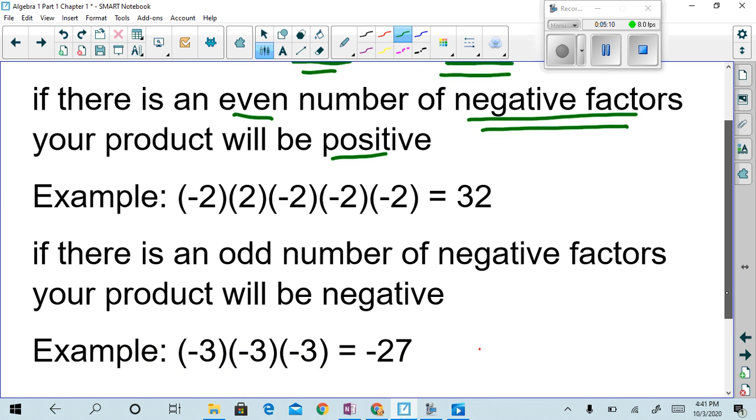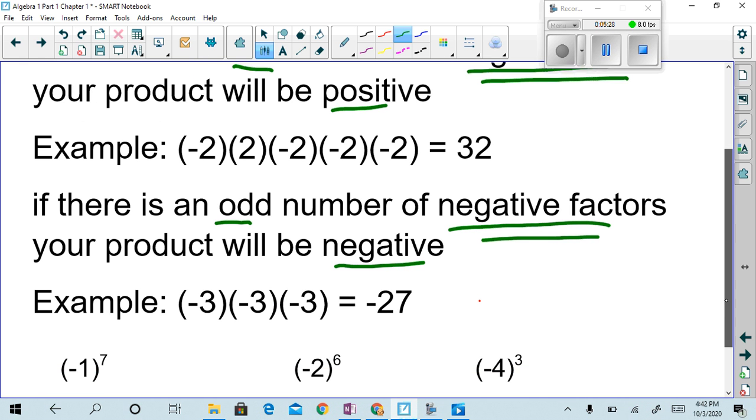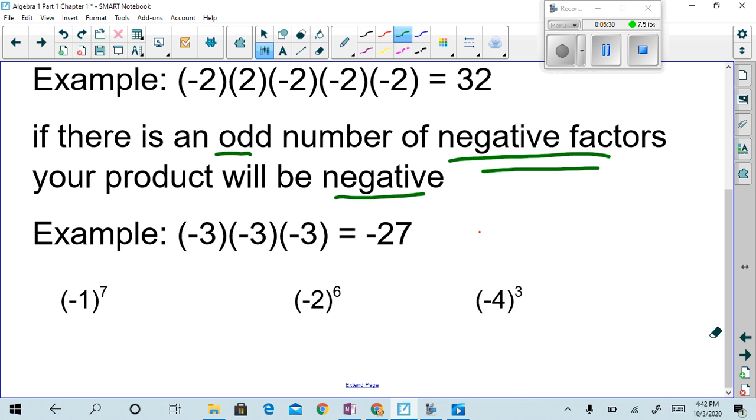And the inverse would be true here. If there is an odd number of negative factors, then my product will be negative. Well, negative 3 times negative 3 times negative 3, there are 1, 2, 3 negative factors. 3 is an odd number. My product is negative. Now I wrote a couple of examples here in exponential form.